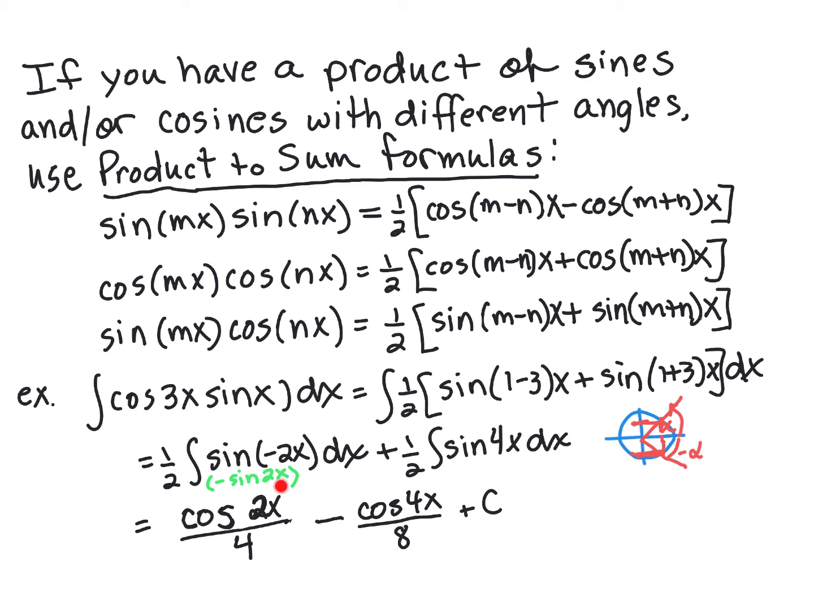So when I integrate this, I need a 2, which is going to give me a 4. Another 2 here gives me a 4 in the denominator, and the integral of negative sine is positive cosine. Here I need a 4, so I'm going to divide by a 4. That gives me an 8, and the integral of sine is negative cosine.